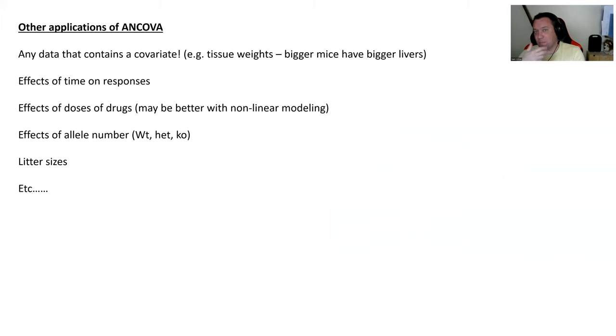Tissue weights: bigger mice have bigger livers, and it doesn't necessarily cut the origin. Bigger mice have more adipose tissue. Again, it doesn't necessarily cut the origin. You can do all of this with ANCOVA. You don't have to go liver weight, body weight, heart weight, body weight, adipose tissue, body weight ratios.